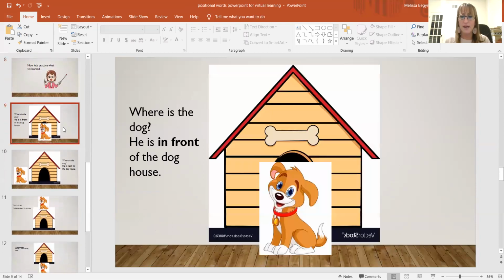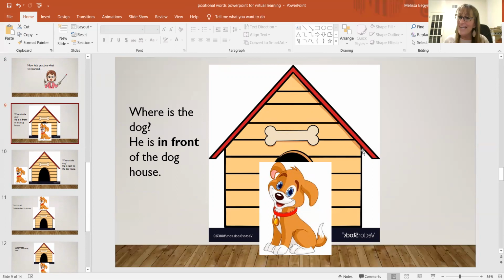Okay, right here in this slide, it says, where is the dog? Okay, here's the doghouse. And here's the dog. Where do you think the dog is? It doesn't look like he's on top of it. And it really doesn't look like he's under it. And he's definitely not next to it. So where is the dog?